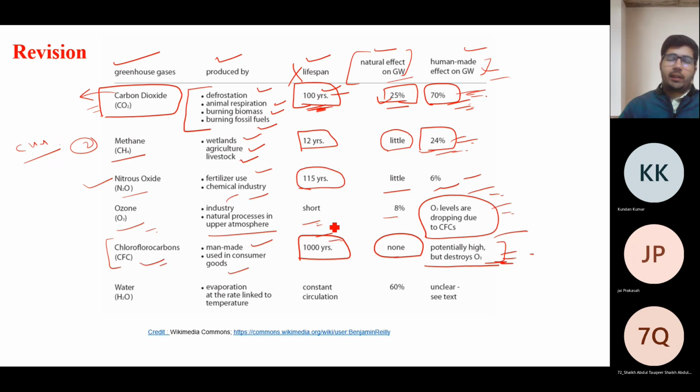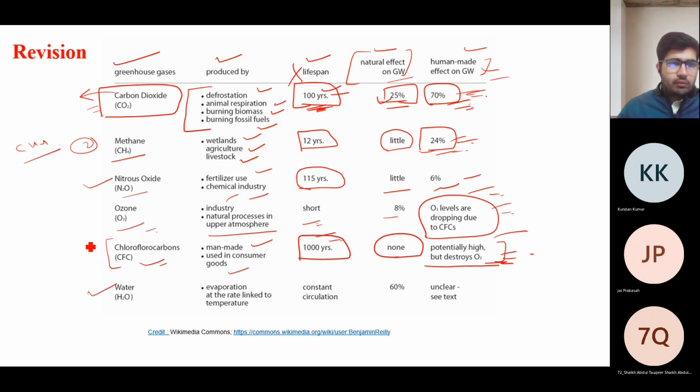If the ozone layer is not there, then the ultraviolet radiation will come to the earth in a higher percentage. And we have earlier seen that ultraviolet rays have more energy, and that can hamper the DNA, and that can harm living beings. So ultraviolet radiation is very dangerous.